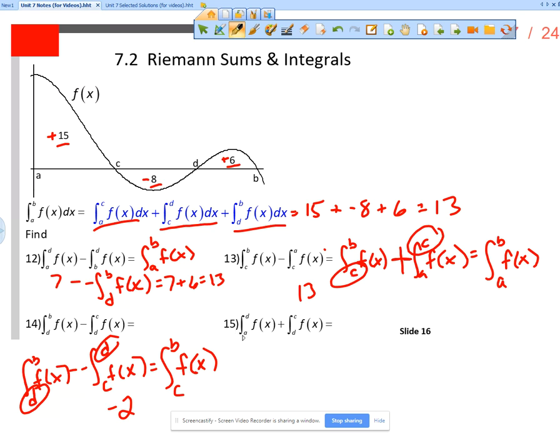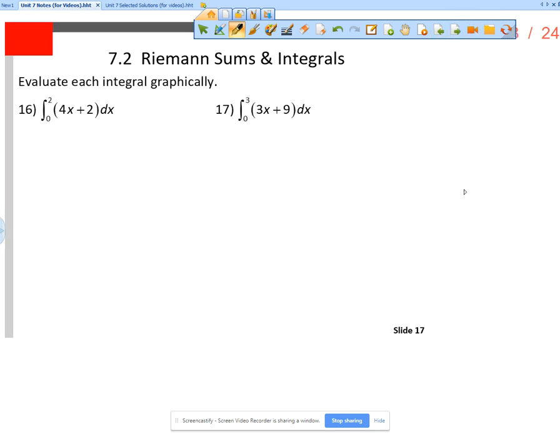All right, last one here. I have the integral from a to d of f of x plus the integral from d to c. Well, these d's are already on the diagonal, so this is going to be equal to the integral from a to c of f of x. Okay, and so what is the integral from a to c? Well, it's just 15, right? So that is a little bit of graphical understanding of the definite integral. All right, so that's slide 16. All right, so now let's move on to slide 17.